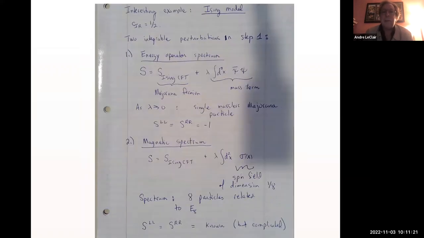So let's talk about the Ising model. The Ising model is the simplest conformal field theory. It's the lowest in the series of minimal models with c less than one. It's the lowest central charge. It's unitary, and the conformal field theory is nothing but a free Majorana fermion. I mean, you can't get simpler than that.